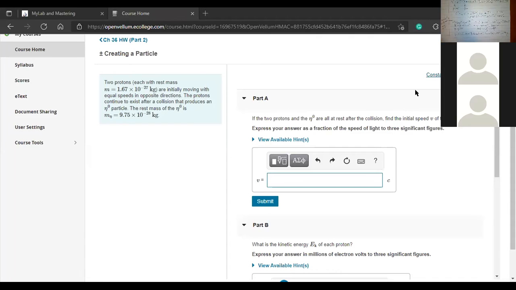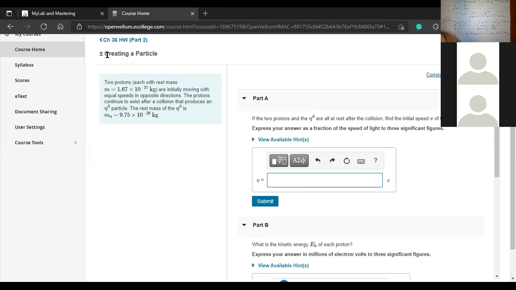Here we go. Two protons, there's their mass, initially moving at equal speeds in opposite directions. The protons continue to exist after a collision that produces an eta zero particle, and the rest mass of the eta zero is 9.75 times 10 to the negative 28 kilograms.